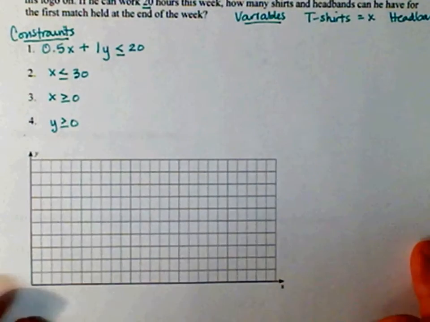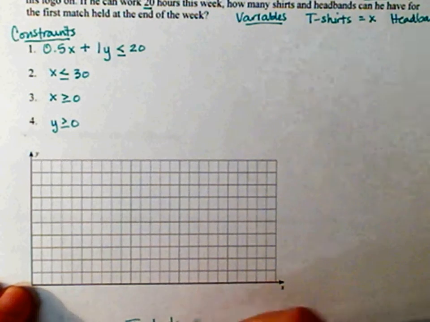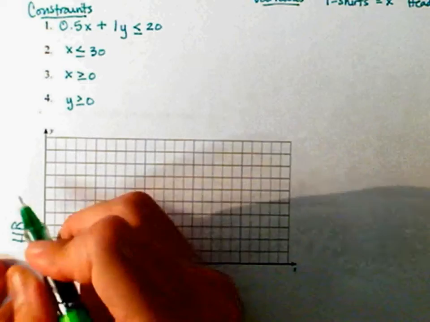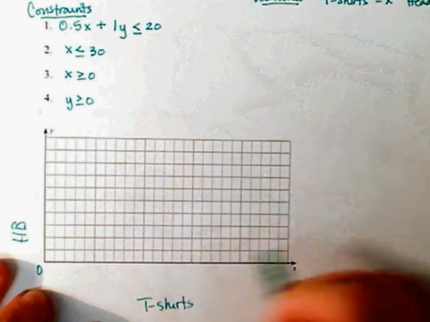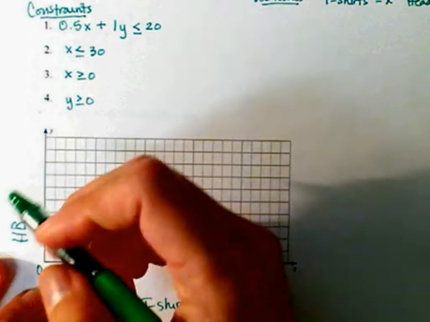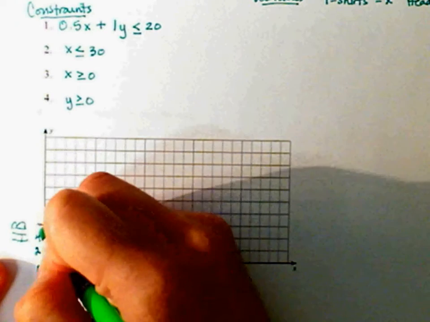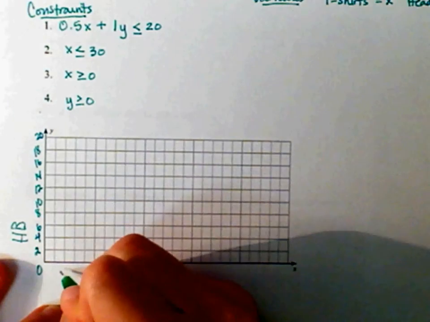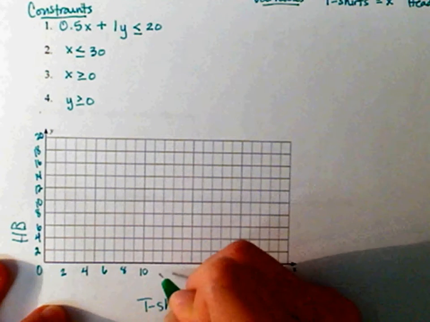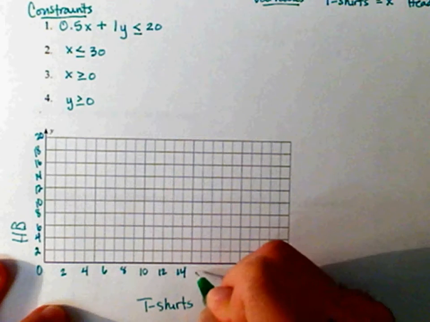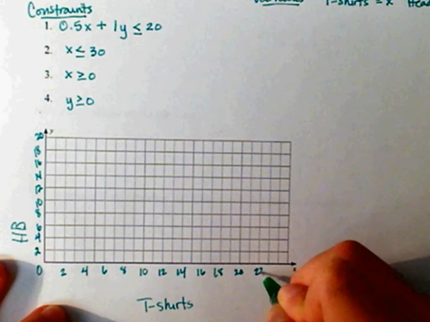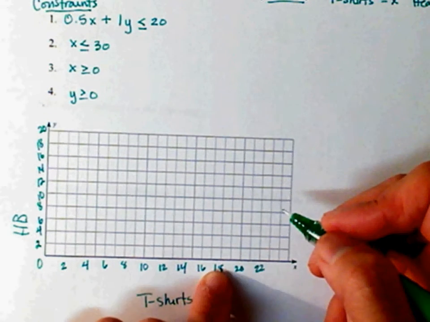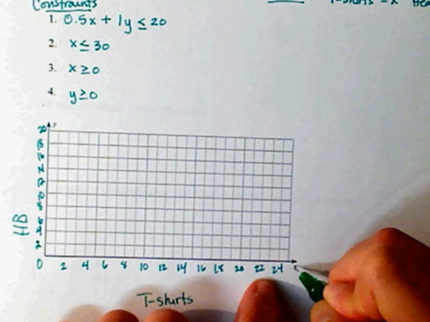All right. Now let's go and label our graph. Here's my t-shirts, because X is t-shirts. And here are my headbands. Why? Because Y is headbands. Okay? And I'm going to start with 0. Now notice my numbers 20 and 30. I think I got plenty of room, so I can just label it like that, okay? I'm going to keep going 2, 4, 6, 8, 10, and so forth, and for this, I'm going to go 2, 4, 6, 8, 10, and so forth, all the way to 24.